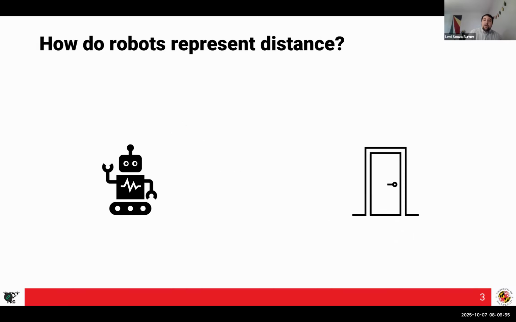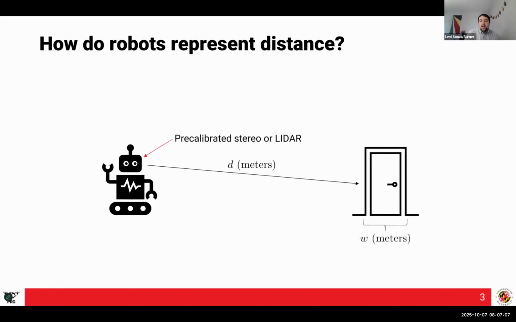But if you take today's robots and you ask them to do something very basic, like fit through a door, the standard way of doing things is to put a pre-calibrated stereo or LiDAR camera on that robot, measure the distance and width of that door in meters, and then somebody would have taken a ruler and measured the width of the robot also in meters. And if the width of the robot is less than the width of the door, the robot fits and we know what to do. And this is fine.